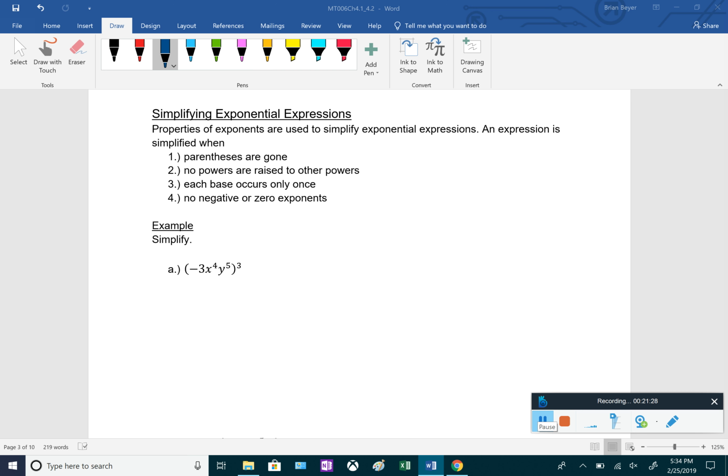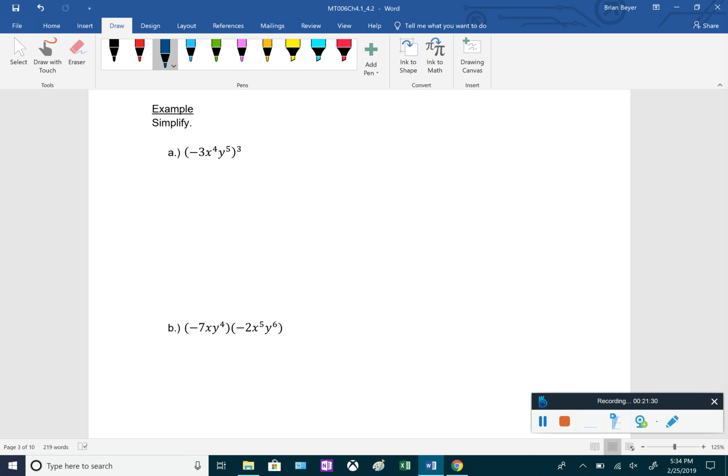So for this first example here, we're going to simplify all these. We have negative 3x to the 4th, y to the 5th, all raised to the 3rd power. So we have multiple factors being raised to the exponent, so we need to give each one of them an exponent of 3.